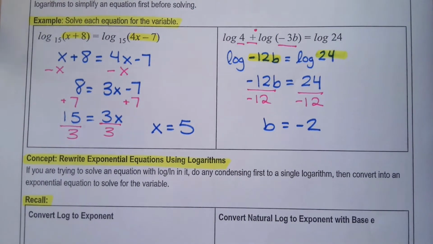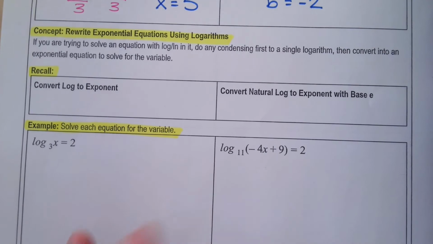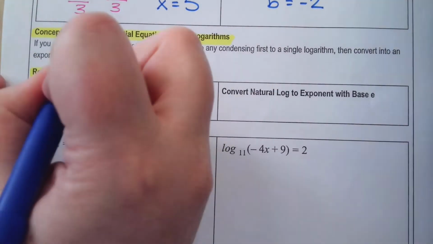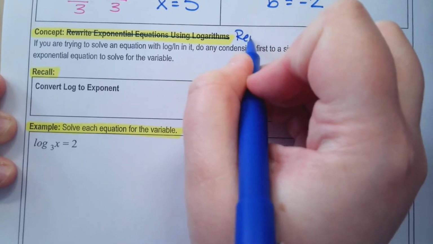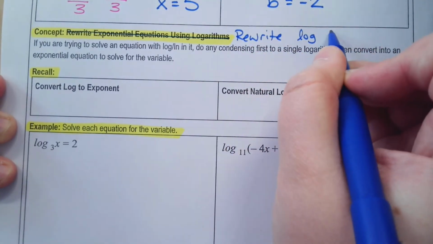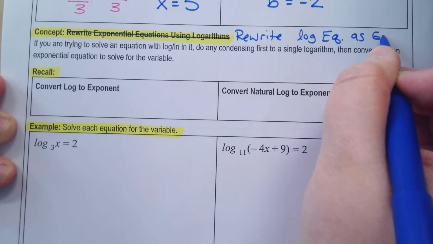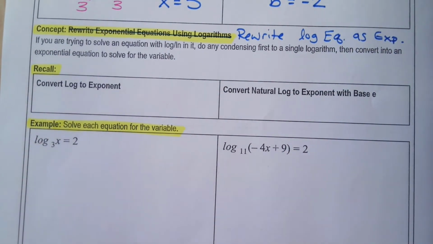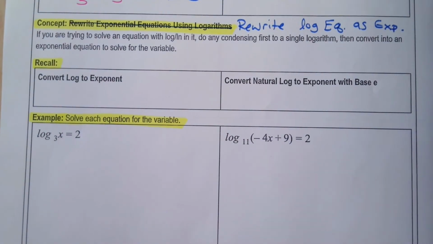All right, now we're going to look at logarithmic equations that do not have logs on both sides. So, the concept, oops, I did not. This should be rewrite log equations as exponents. Sorry about that typo. That one I did not catch. But yes, if we are trying to solve an equation with log or natural log in it, first we need to do any condensing, then convert it into an exponential equation to solve for the variable.